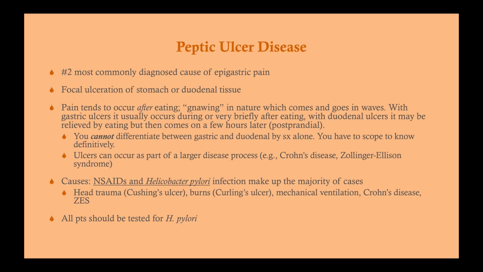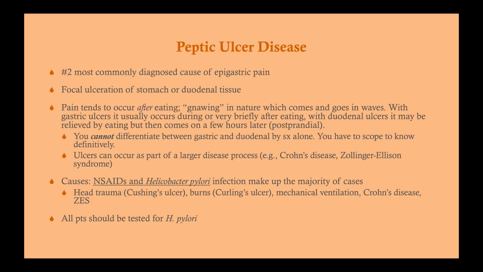They may have some alarm symptoms like weight loss. Zollinger-Ellison syndrome, it can be really tricky. It's very rare, thankfully, but look for a history of MEN1, multiple endocrine neoplasia type 1. It tends to present as part of that complex. So do keep in mind that ulcers can be a symptom of a larger disease process.